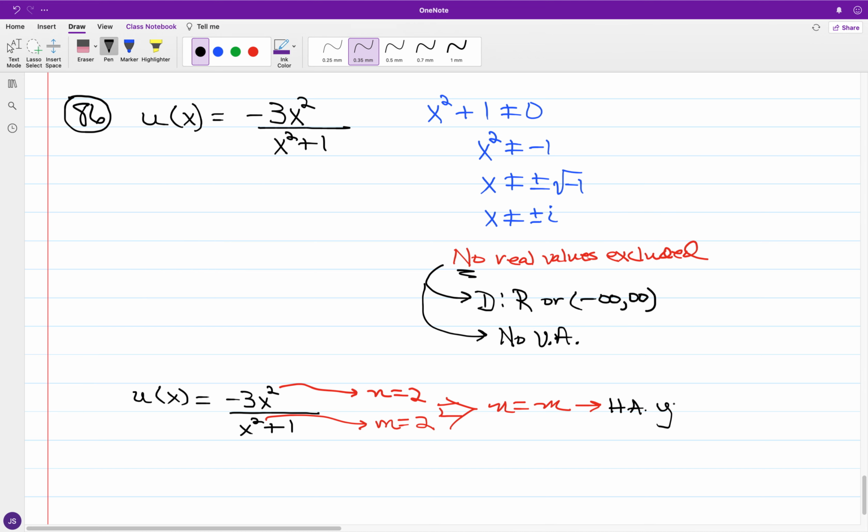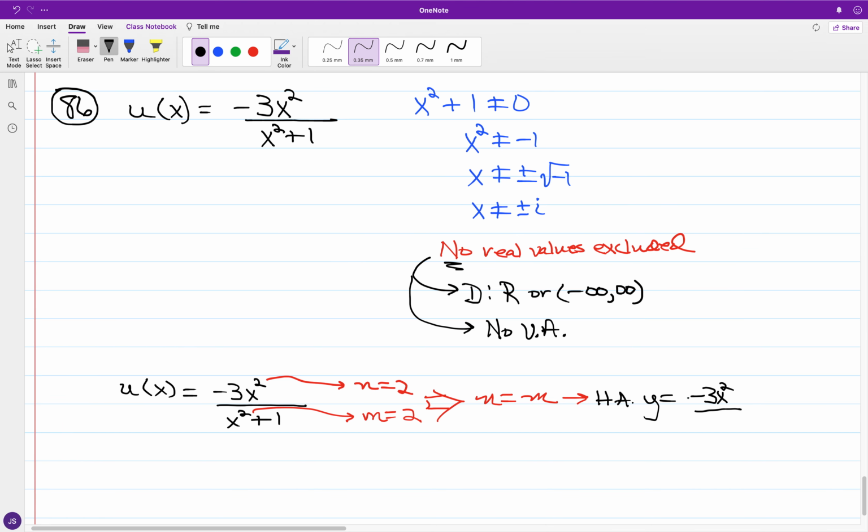And we have y equal to the ratio of the highest order terms. We have negative 3x squared, and from the denominator I have x squared. And so we're going to have y is equal to negative 3. So for this function, there's only one asymptote, and that is going to be the horizontal asymptote, y is equal to negative 3.